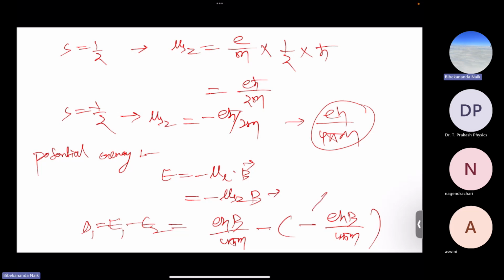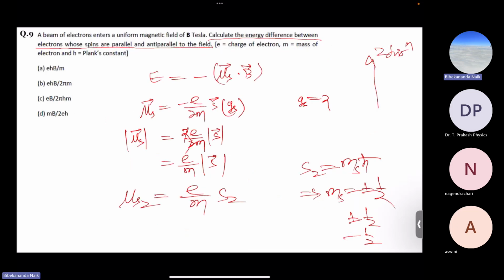So the difference between them will be e h B by 2 pi m. This is the difference in energy when one electron's spin is parallel and another's is anti-parallel to the magnetic field. So the option is e h B by 2 pi m, so the correct option is option B. Is this clear to everyone?